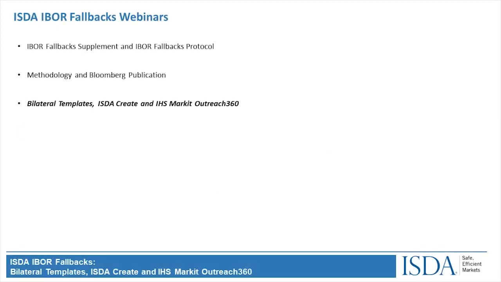On this webinar, we're going to cover the bilateral templates that ISDA has published for counterparties to use in implementing the IBOR fallback. This webinar will also cover how to negotiate and agree to those templates on ISDA Create, as well as the Outreach360 service provided by IHS Markit for firms to engage with their counterparties on implementation of the new fallback. So this is the third in a series of 3 webinars published in connection with the launch of the ISDA IBOR fallback documentation. We encourage you to go back and listen to the first 2 webinars if you haven't done so already.